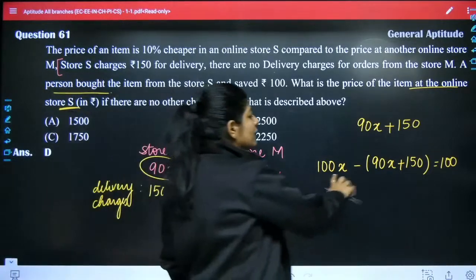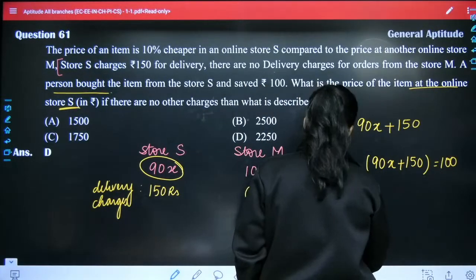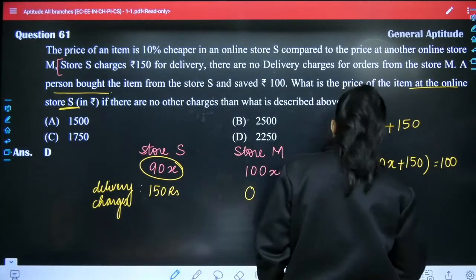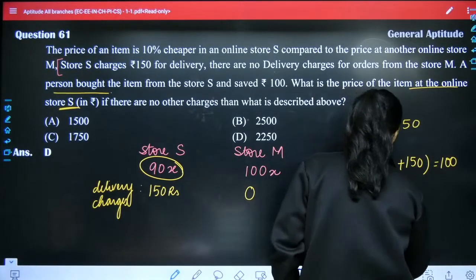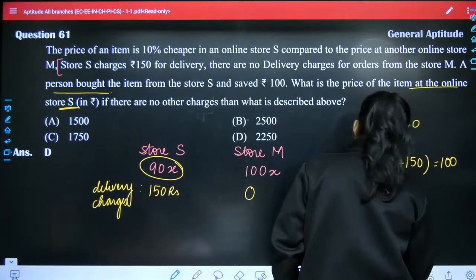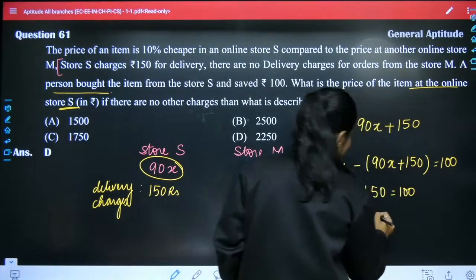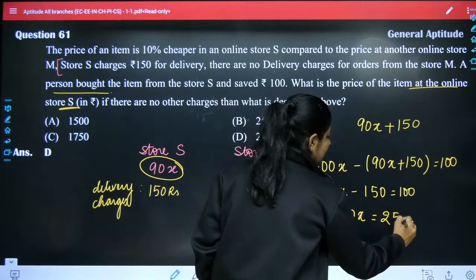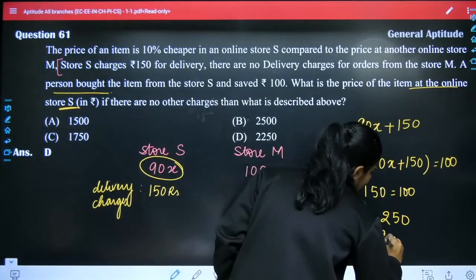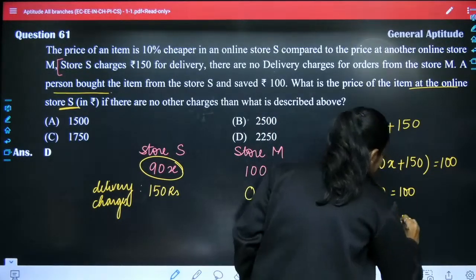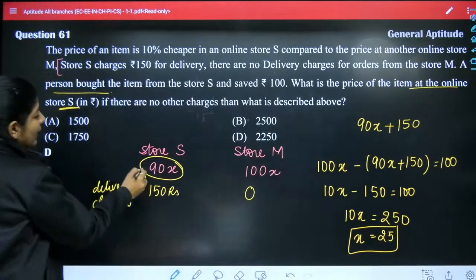So if we solve this equation, what will we get? 100x minus 150 equals 100. So we can write 10x equals 250. The value of x is nothing but 25. Now simply put the value of x over here.